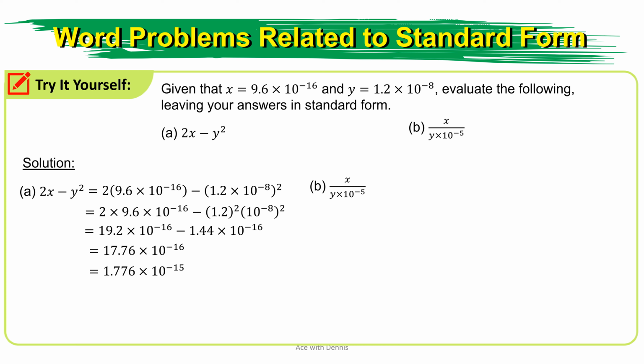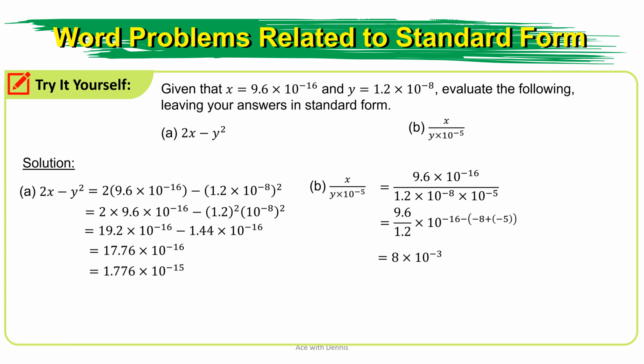For B, x over y times 10 to the power of negative 5. Just substitute the values, we get 9.6 times 10 to the power of negative 16 over 1.2 times 10 to the power of negative 8 times 10 to the power of negative 5. So number divided by the number, and for the power of 10, the top power minus the bottom power. So we get 9.6 over 1.2 times 10 to the power of negative 16 minus, in bracket, negative 8 plus negative 5. We get 8 times 10 to the power of negative 3.